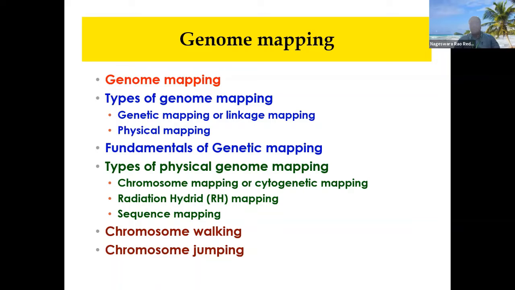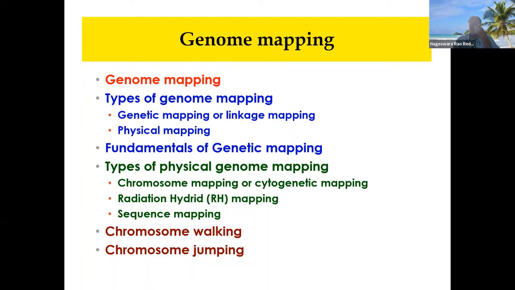If you take the human genome, we have 23 pairs of chromosomes. In chromosome mapping, we try to map each and every chromosome with the genomic elements which are present in that chromosome. First the whole genome will be divided into different chromosomes, and then the chromosomes will be mapped with the genomic elements. And this is what is available with genome mapping.